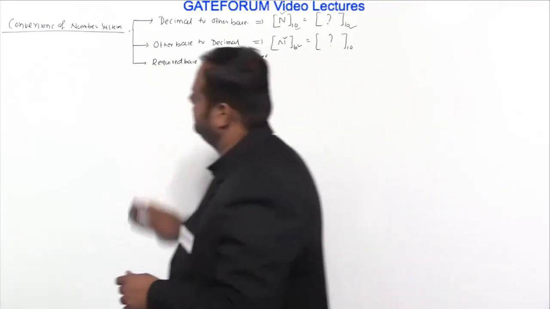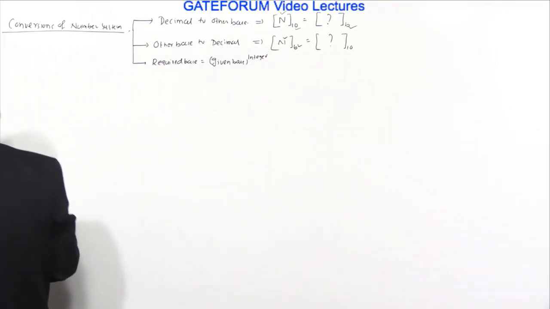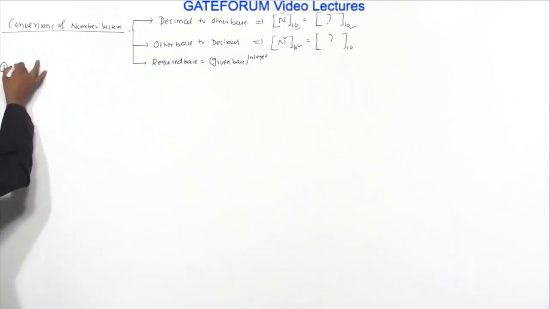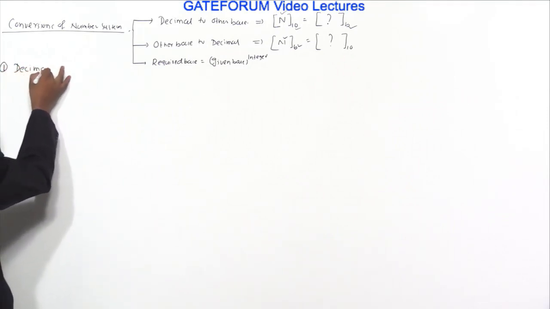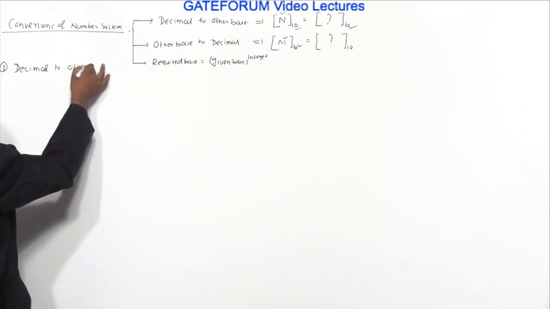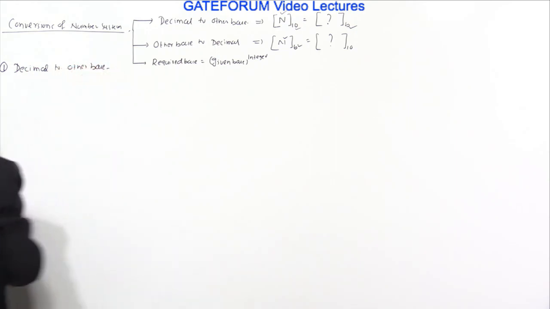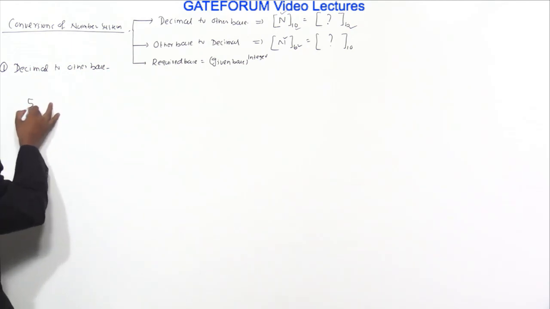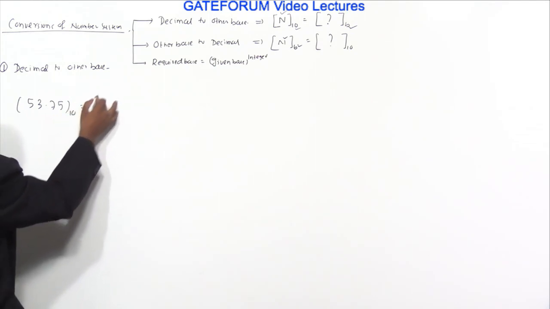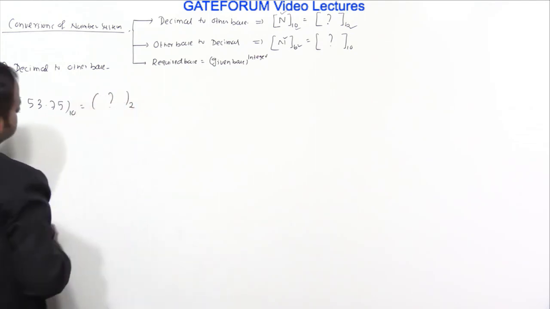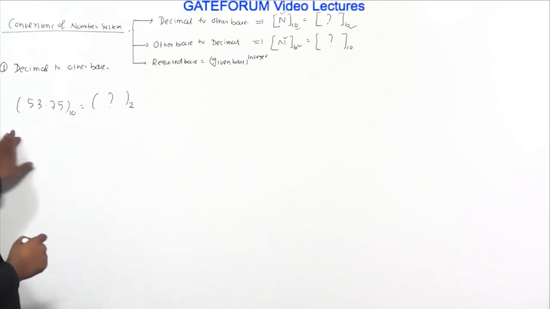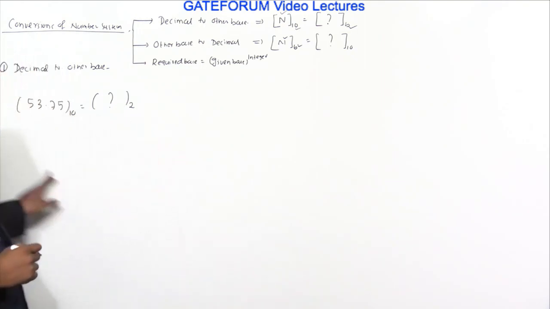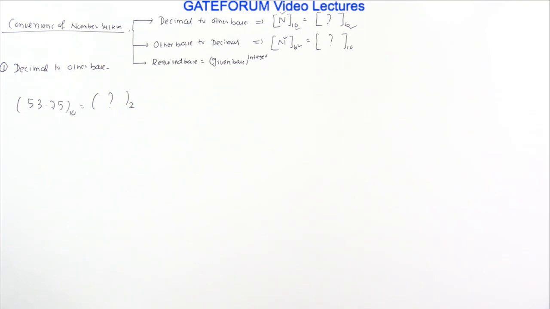So let's take the first one, that is decimal to other base. To start with, let's take one example. If I have 53.75 given in base 10, I need to have the binary equivalent of this. So I want to convert the decimal into binary form. How do you do this? Do remember, whenever we are converting decimal to other base, we deal separately with the integer part and separately with the fractional part.